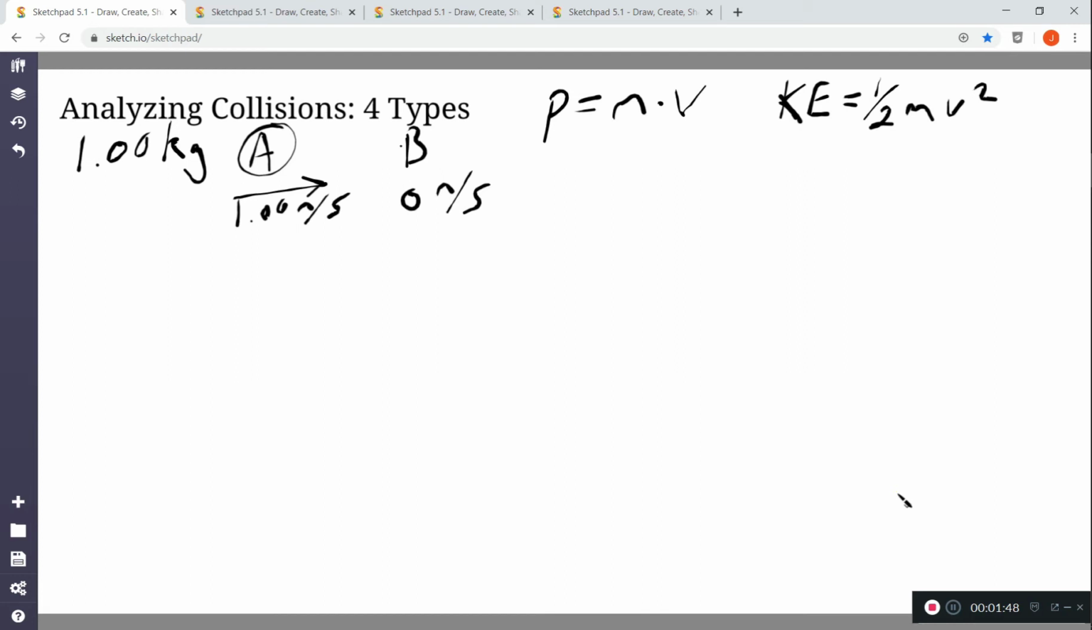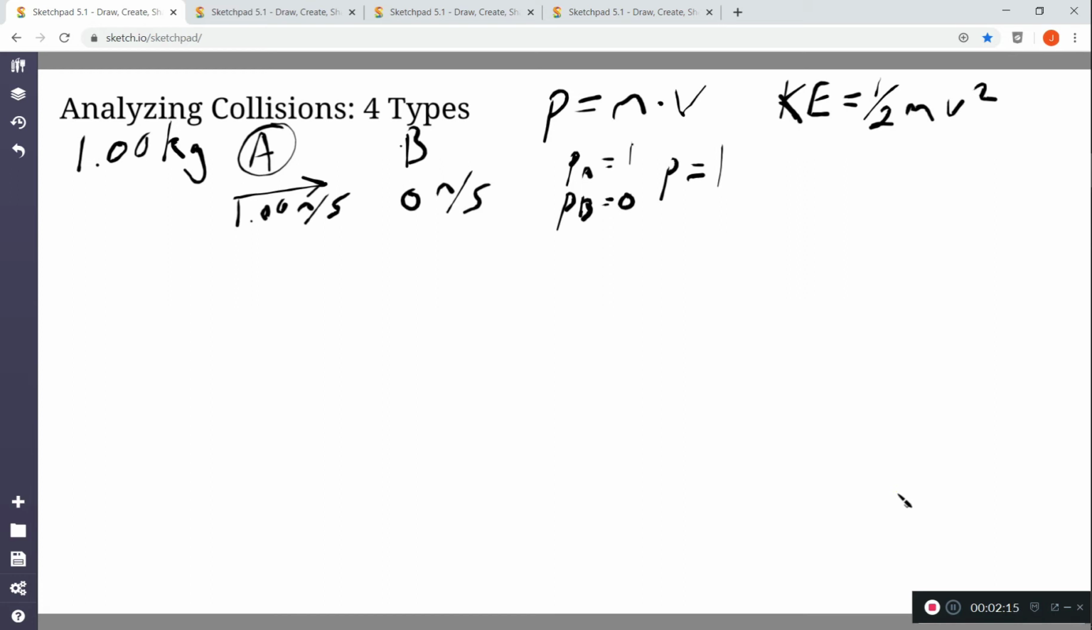The momentum of ball A is mass times velocity, 1 kilogram times 1 meter per second. We have a momentum for A of 1 kilogram meter per second. And the momentum for B, because it has 0 velocity, is 0. So our total momentum is 1 for our system. And that always has to be true. No matter what example I come up with, the momentum has to be conserved.